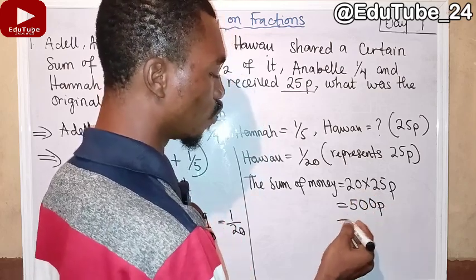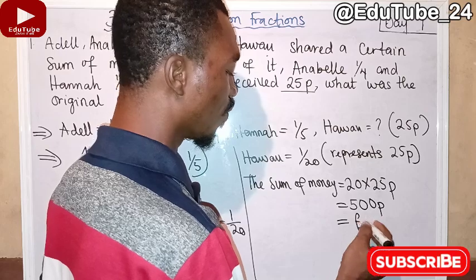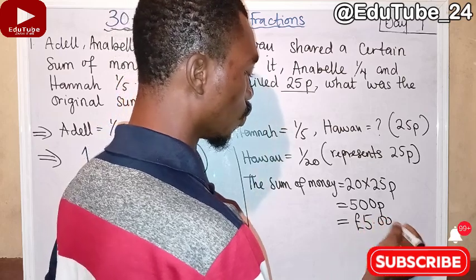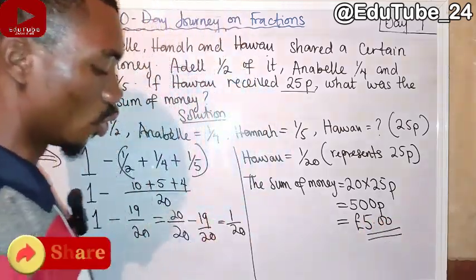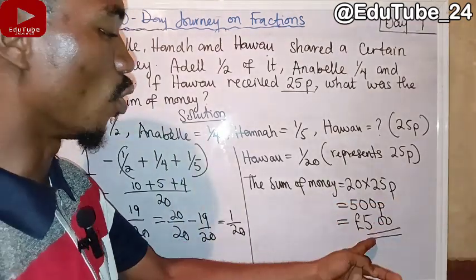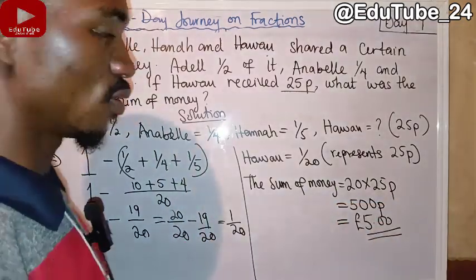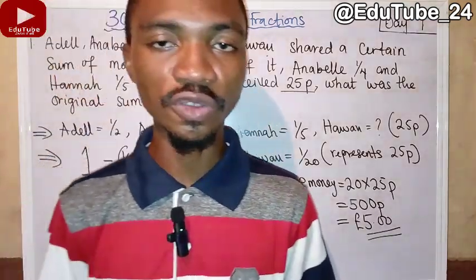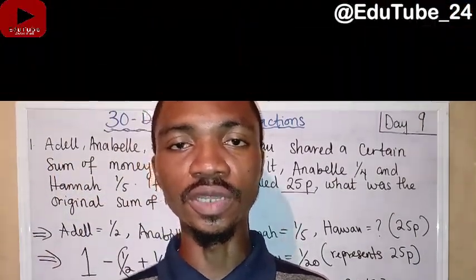And 500 pence is the same thing as 5 pounds. So the entire money, or the whole money being shared by the sisters, is 500 pence or 5 pounds. And that is question number 1. Let's move on to question number 2 for the day.